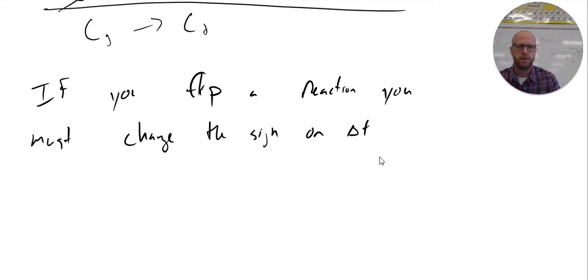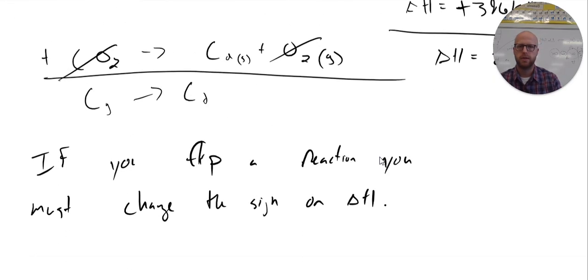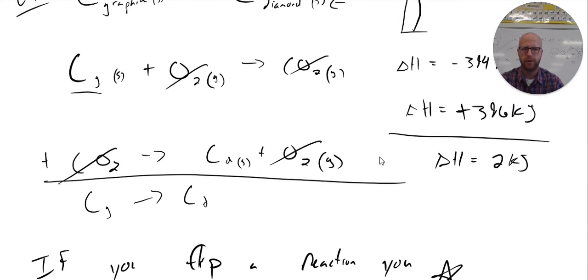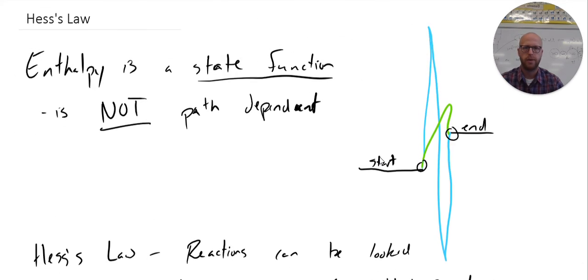Okay. And also, when you're adding reactions up, so this is critical. Sorry, let me give you guys a second to write that. If you flip a reaction, you must change the sign on delta H. Okay. And when you're adding reactions up, if you have something produced and the same chemical as a reactant, they cancel out, because again, our net change is nothing. Okay? All right. Why can we do all this? Enthalpy is a state function. It is not path dependent. So as long as I start and end where I want to, how I get there doesn't matter.